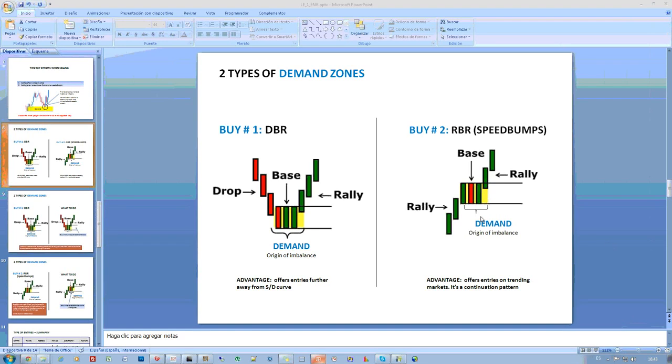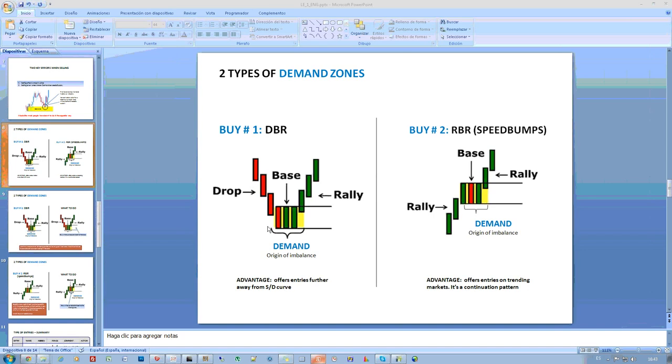Now let's talk about the types of levels that we have. We essentially have two types of levels: drop-based rally for a demand zone and a rally-based rally for a demand zone as well. Each area, a demand area and a supply area, has the same two types of levels. This is a swing, a valley, and this is a continuation pattern.